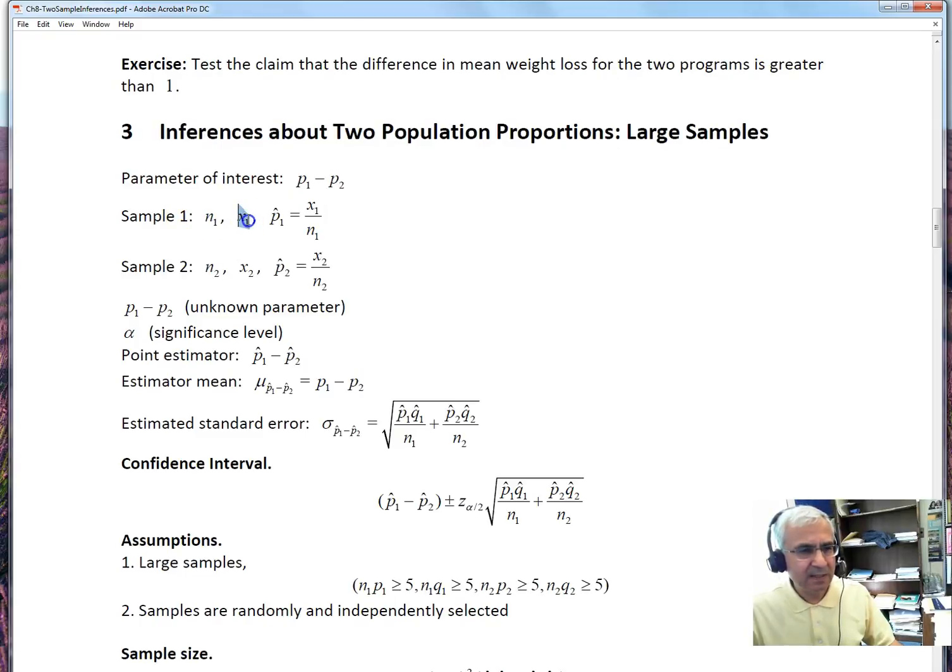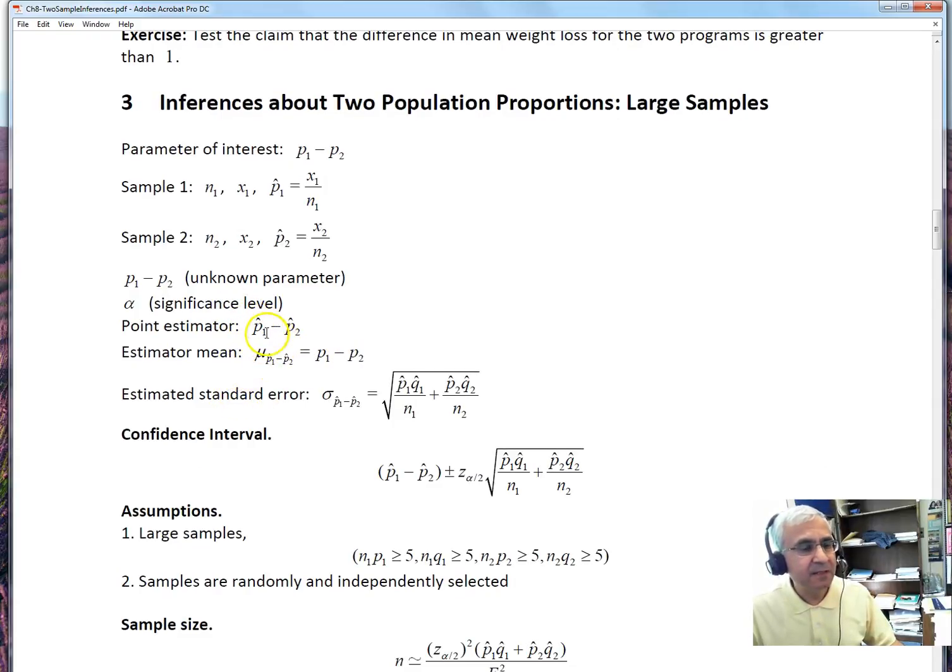We have X1 successes, so the proportion of successes in the sample is X1 over N1, and that's our estimate for P1. Same thing for the second sample, and that's our estimate for P2. So the estimate for P1 minus P2 is going to be P1 hat minus P2 hat. Remember, P1 minus P2 is an unknown parameter, and its estimate is what we get from the sample, P1 hat minus P2 hat. We also need to specify alpha, which is our significance level.